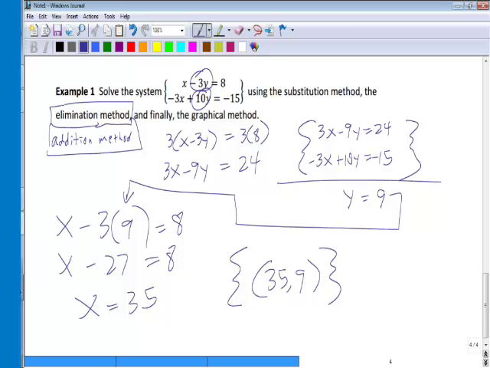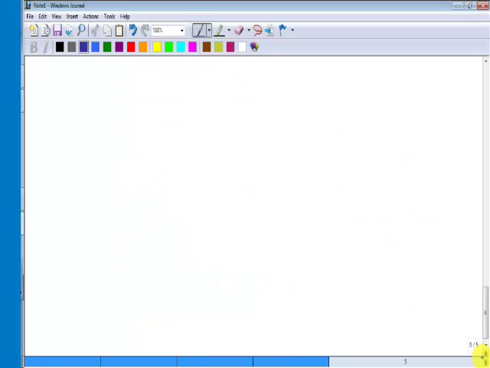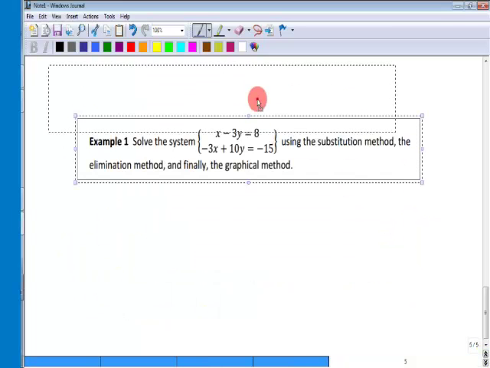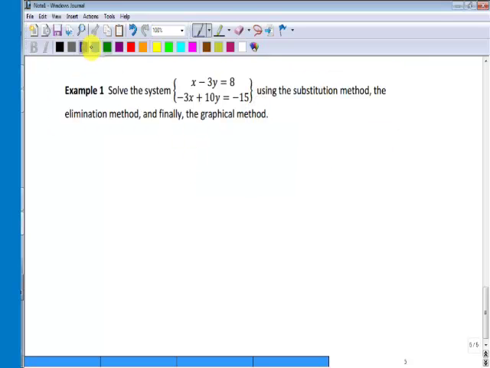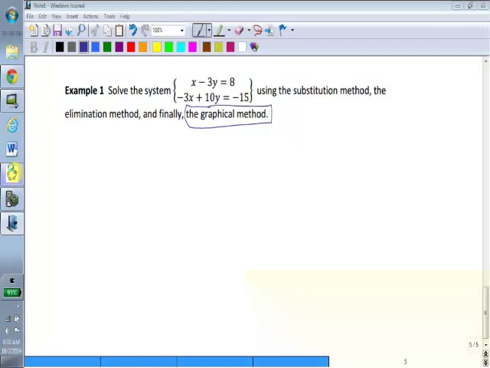Okay, all right. Let's see if it's still on the clipboard. Yes, there it is. We still haven't done the graphical method. Let's do the graphical method. Graphical method, face value. I suppose if it were as simple as, let me fire up GeoGebra.